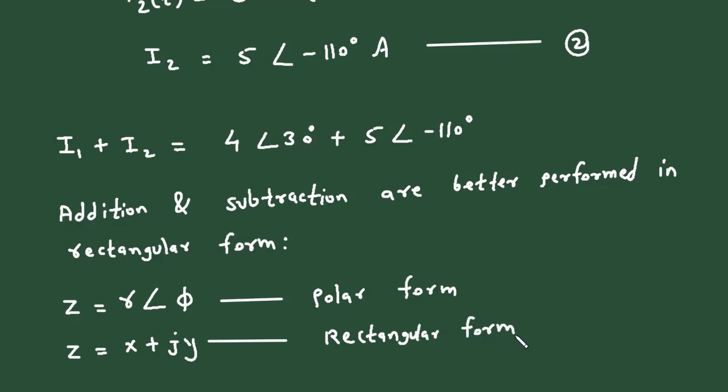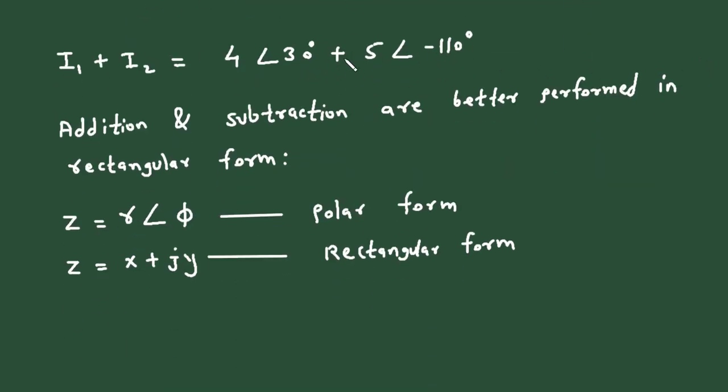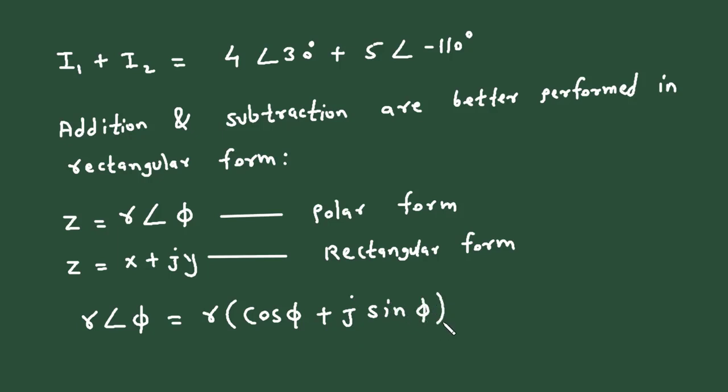Now we have to convert this polar form to rectangular form. These two polar forms into their equivalent rectangular form. So the formula is like this: r at an angle phi is equal to r in bracket cos phi plus j sin phi.